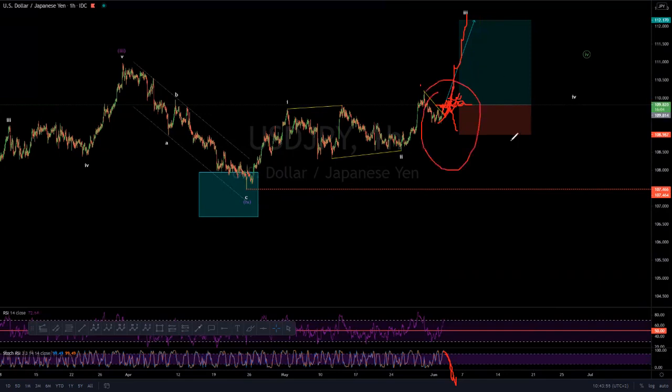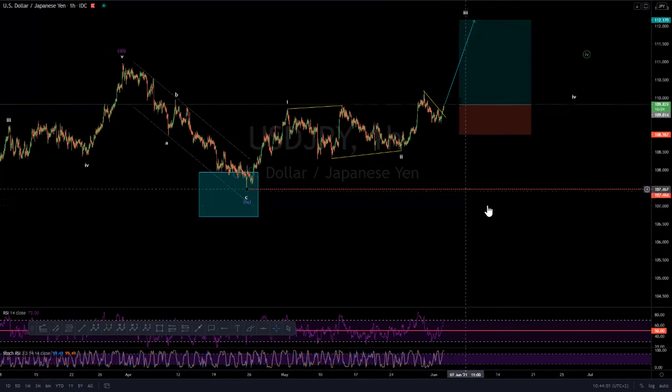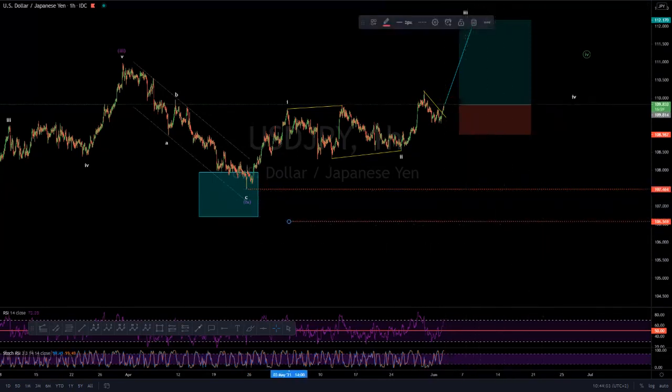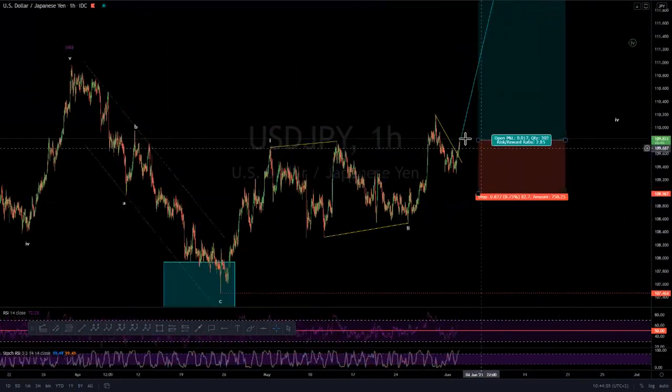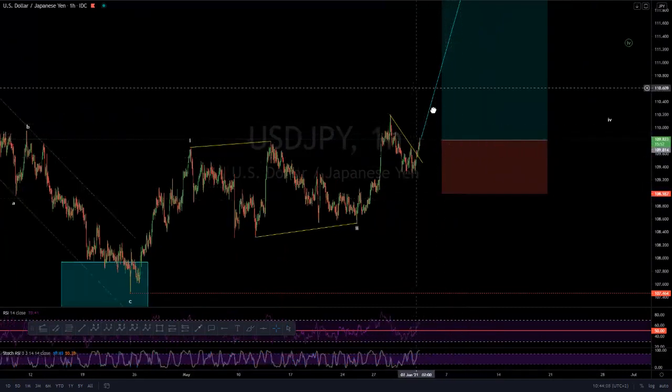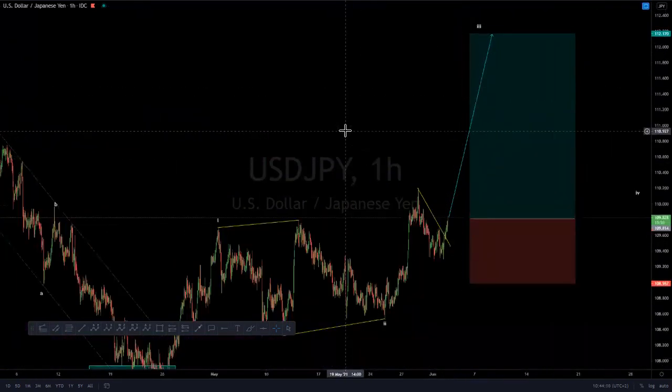So I don't see any pullback taking place here, but of course we cannot rule out that possibility. So if you're not comfortable taking this trade here, you can just wait for the pullback. If it does come, then it should be a bonus. If it doesn't, then you take it as you've missed the trade there.